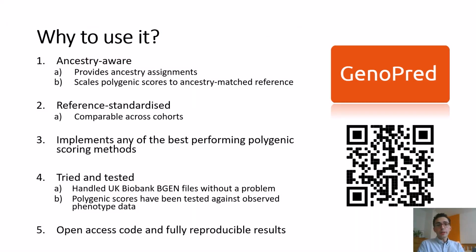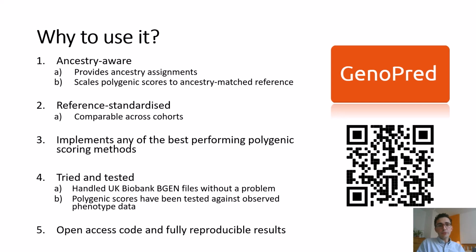So I'll conclude with why I think people should use this pipeline. First, it performs ancestry classification, which is really important, as non-Europeans are often discarded from studies, and as sample sizes increase, usable non-European populations can be identified and analysed. Also, it's important to consider the ancestry of an individual when calculating the polygenic score.